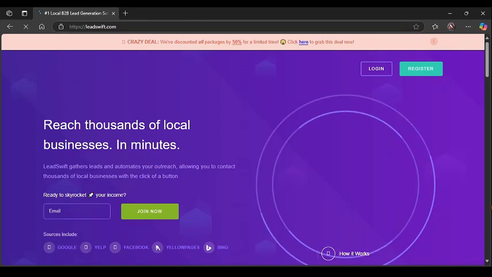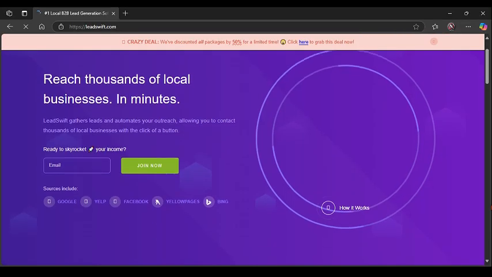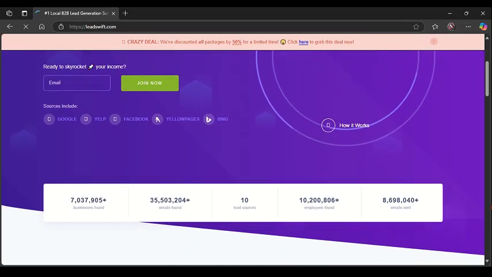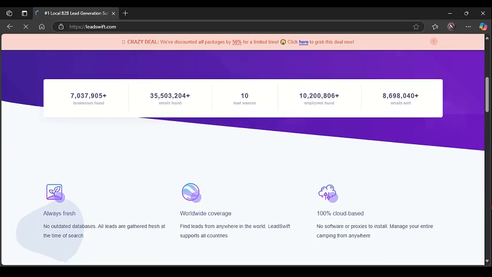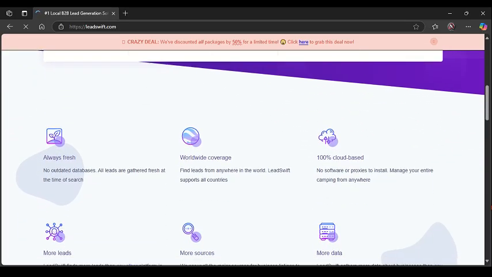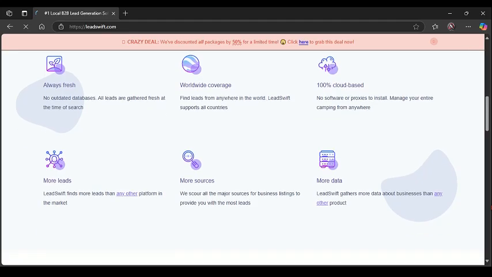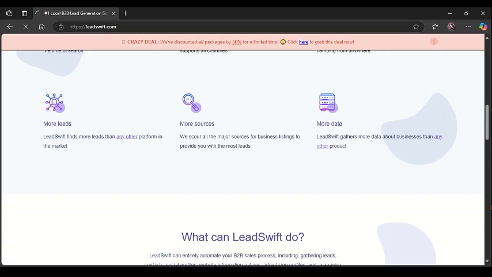In this video, we will examine this powerful website called LeadSwift. We'll examine its features to determine whether it lives up to the hype and if it is the best lead generation solution. So to get started, what is LeadSwift?